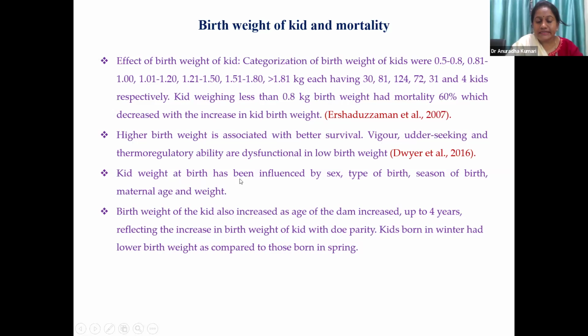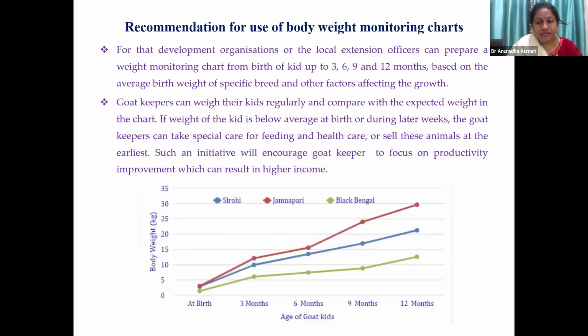Birth weight of a kid is influenced by the type of birth, whether it is single or multiple birth, the season of birth, and the age of the mother. Birth weight is higher in spring compared to winter. As the age of the mother advances up to 4 years, the birth weight of kids increases. Then, what are the different recommendations that we can use for kids having a low birth weight?